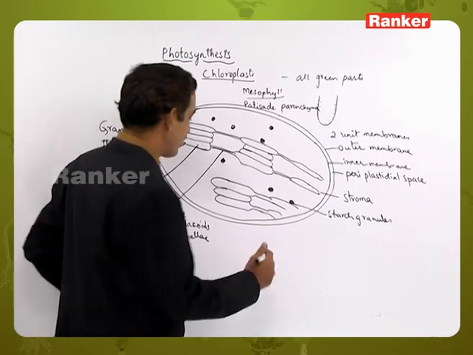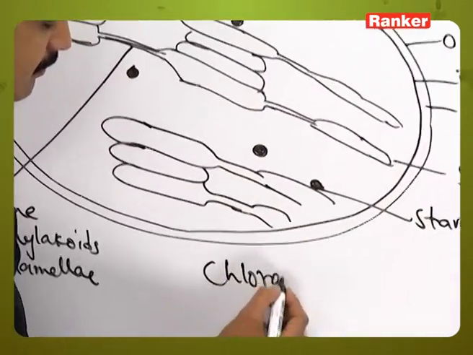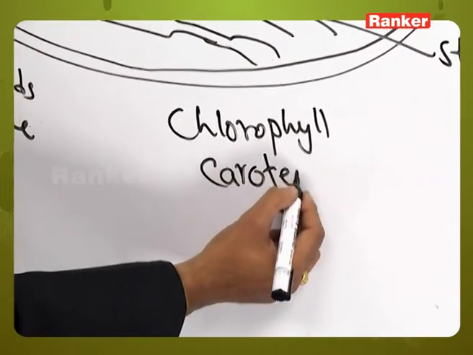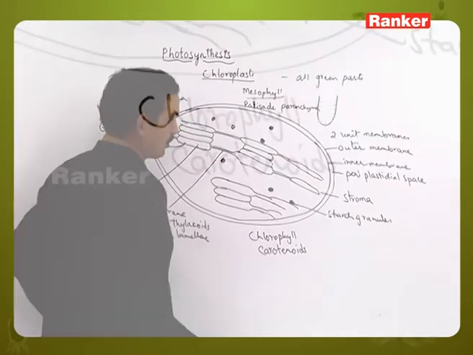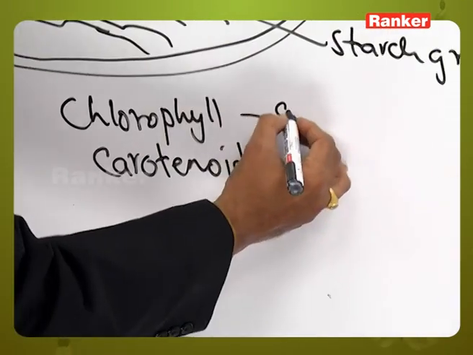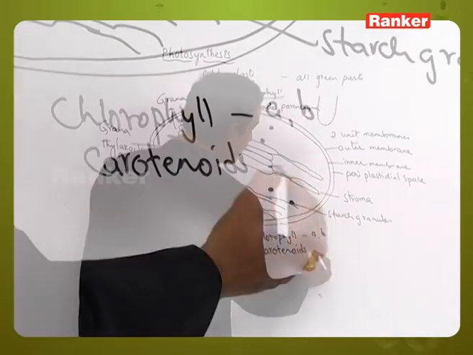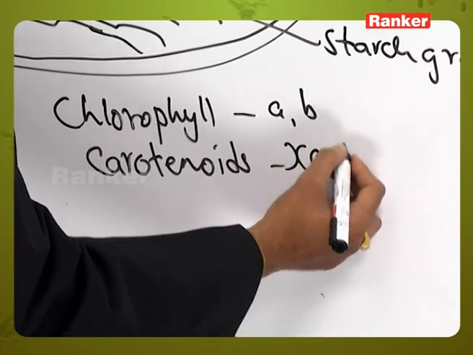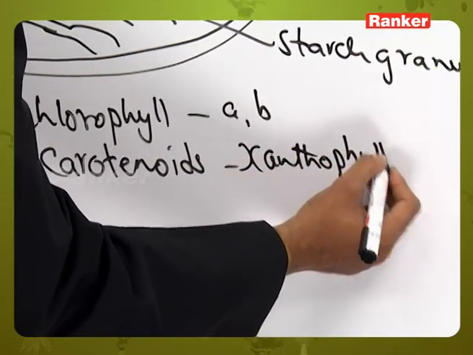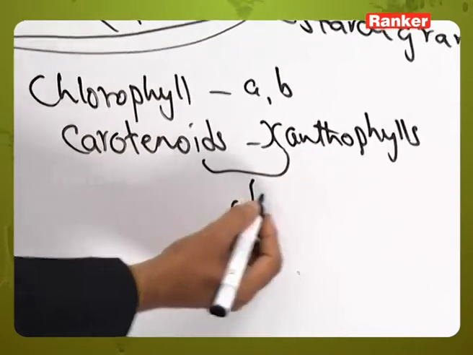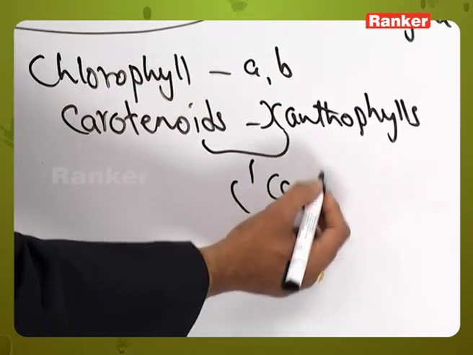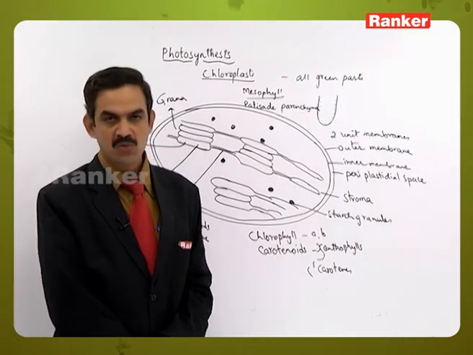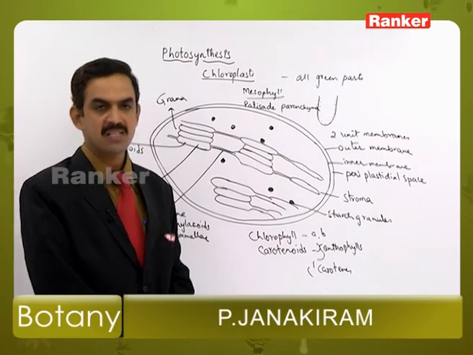The chloroplast contains the most important photosynthetic pigment, which is chlorophyll, and apart from that, accessory pigments are also there. Those are called carotenoids. The main chlorophyll pigments present are chlorophyll a and chlorophyll b, and the carotenoids include xanthophylls and also carotenes. These are the different types of photosynthetic pigments present inside the chloroplast.